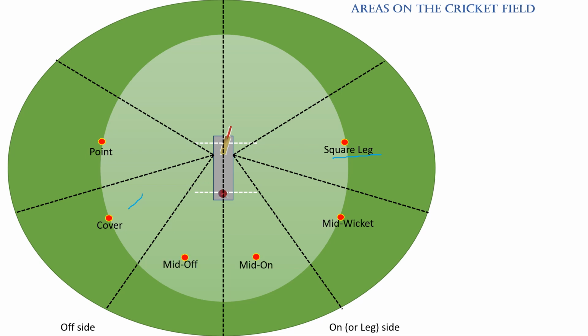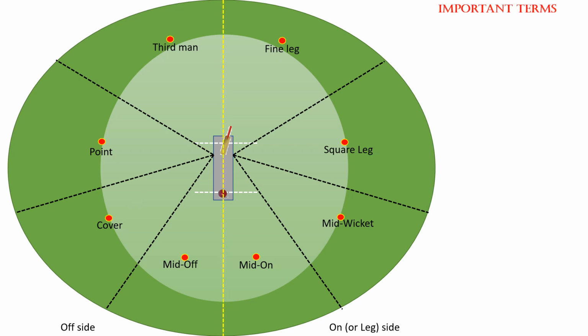Between the mid-wicket area and the cover area we have two important areas called mid-off, which is on the off side, and mid-on, which is on the on side or the leg side. Similarly, there is a third man area which is behind the batsman, and then there is a fine leg area which is also behind the batsman, but it is on the on side, compared to the third man area which is on the off side.